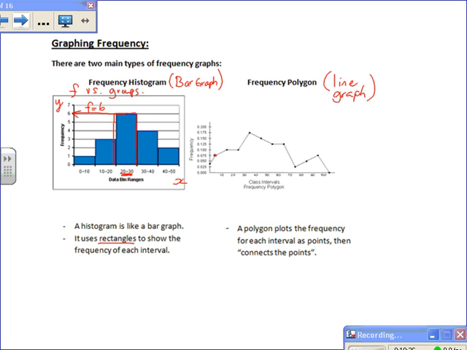And on the x-axis, we can either put the intervals, or sometimes we can also put the midpoints. So these numbers that we put along our x-axis can be either midpoints for the interval. So we can plot the midpoint of each interval, or we can plot the whole interval.